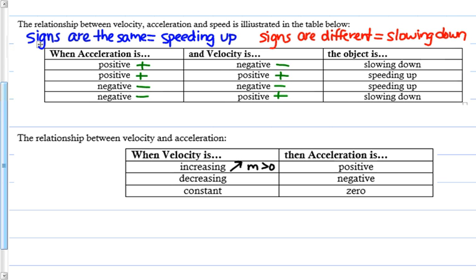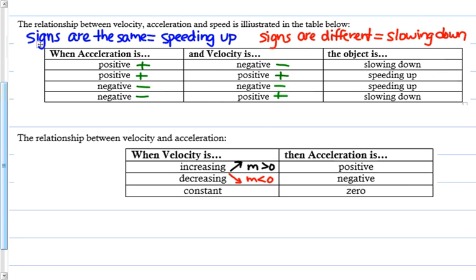Okay, when velocity is decreasing, basically it's going to be looking like this, like it's coming down towards the right. My slope is going to be a negative number. My slope is going to be smaller than 0. So the acceleration is going to be negative.